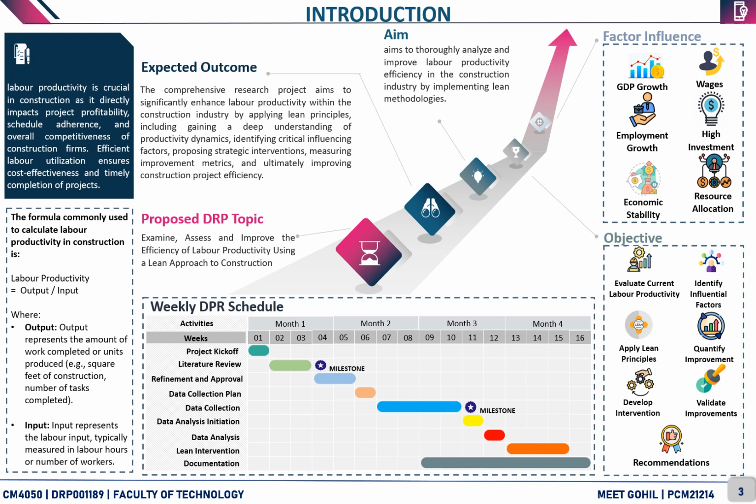Investment and innovation. Higher labor productivity encourages investment in capital and innovation. Developers, contractors, and businessmen are more likely to invest in technology, training, and research to enhance productivity levels, driving overall economic development. Resource allocation. Efficient labor productivity allows for better allocation of resources within an economy.